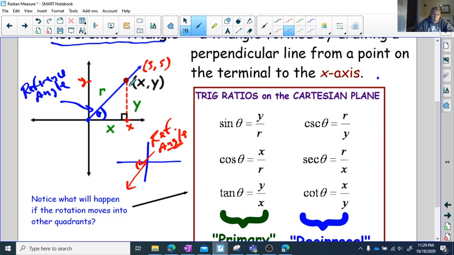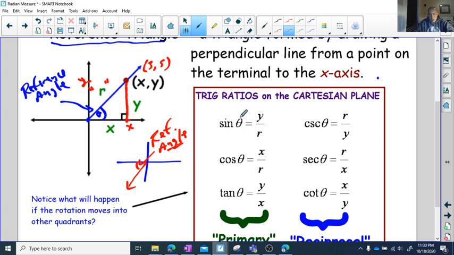When you put your ordered pair and draw a vertical line down to the x-axis, you will create what is called a reference triangle. Once you have this reference triangle, all of the trig ratios that you've learned before are still in play, but rather than referring to them as opposite, adjacent, and hypotenuse, we will use x, which takes the place of adjacent, y, which takes the place of opposite, and r, which takes the place of our hypotenuse.